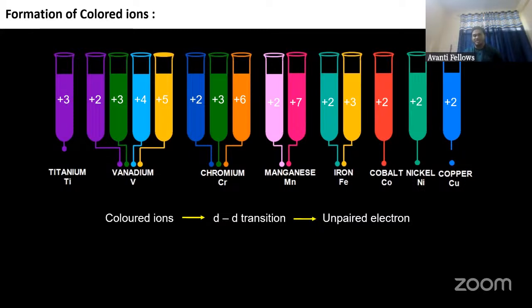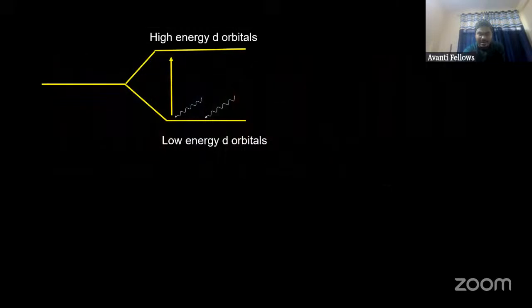to dd transition. Which transition? Due to dd transition, which takes place due to presence of unpaired electrons. So due to presence of unpaired electrons only they are colored in nature.